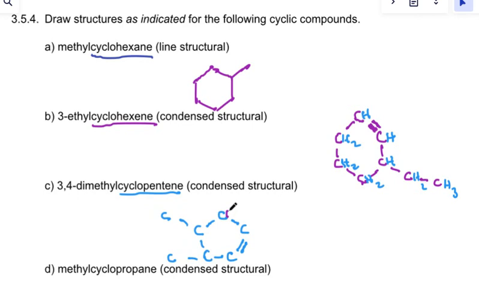2 branches, 2 hydrogens. 1, 2, 3 branches, only 1 hydrogen. 3 branches, 1 hydrogen. 3 branches, 1 hydrogen. 3 branches, 1 hydrogen. And on the ends here, only 1 branch or 1 bond being used, so space for 3 hydrogens.